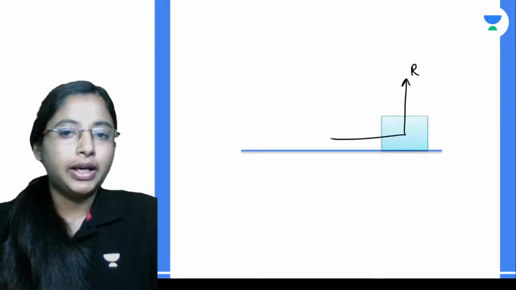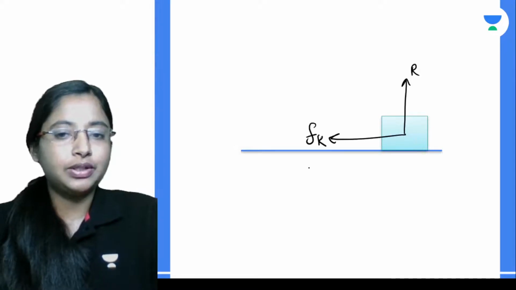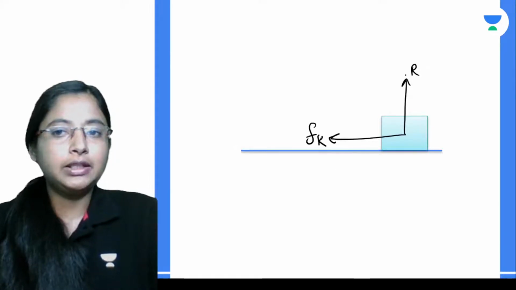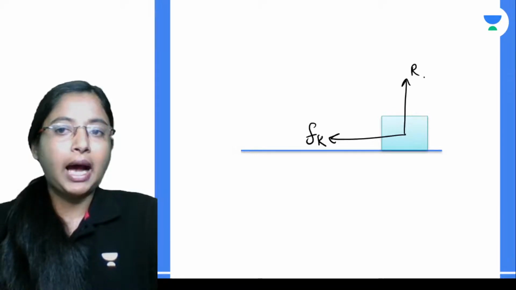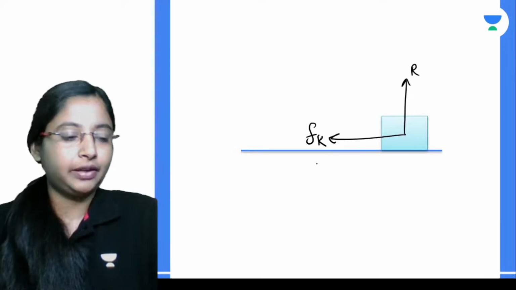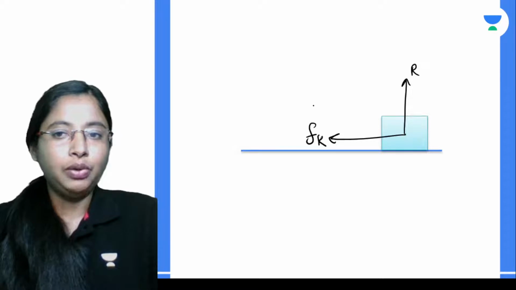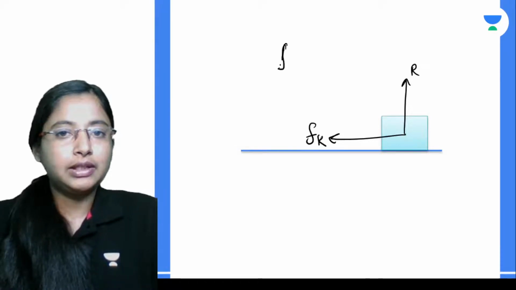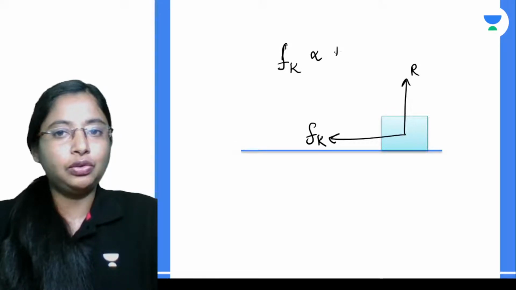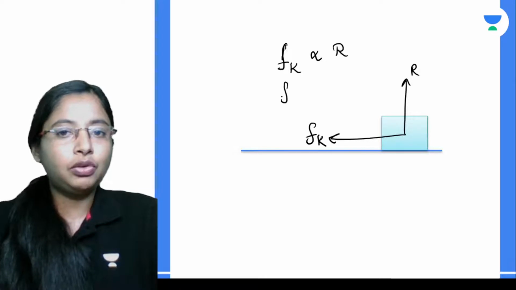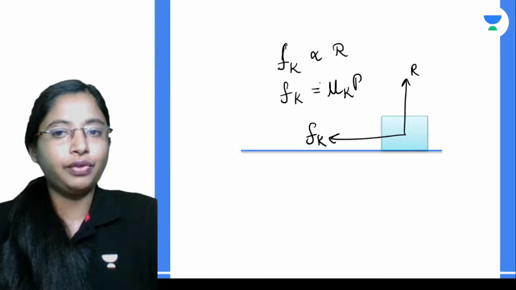Now kinetic friction also acts tangent to the surface. This depends on the R value. So as R increases or decreases, this kinetic friction value again changes. If you see, this kinetic friction is proportional to the normal reaction force. Again, to remove the proportionality sign, we introduce a constant called the coefficient of kinetic friction.